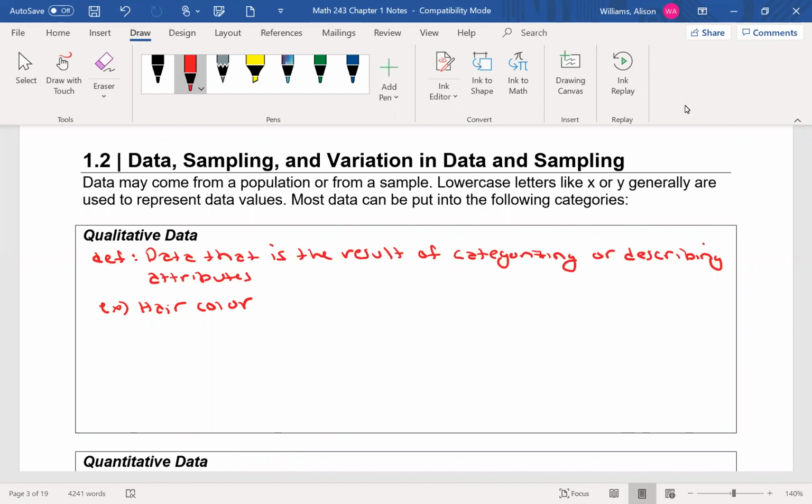Another example would be blood type. That would be an example of this type of information.